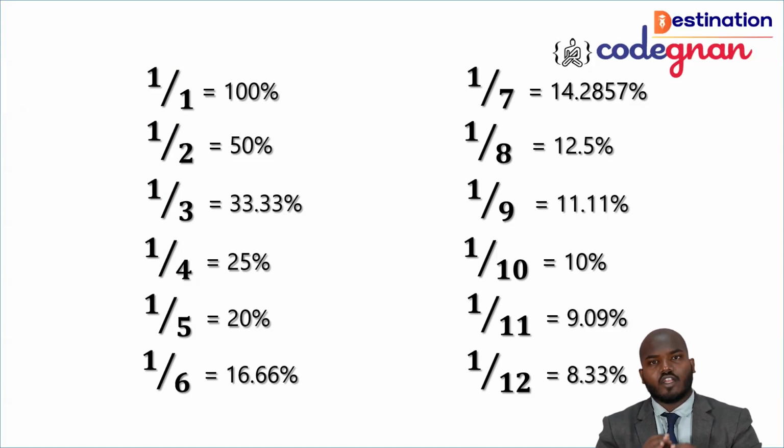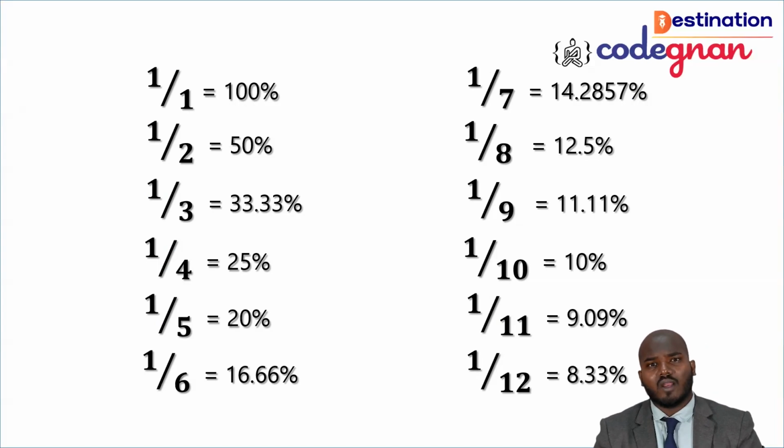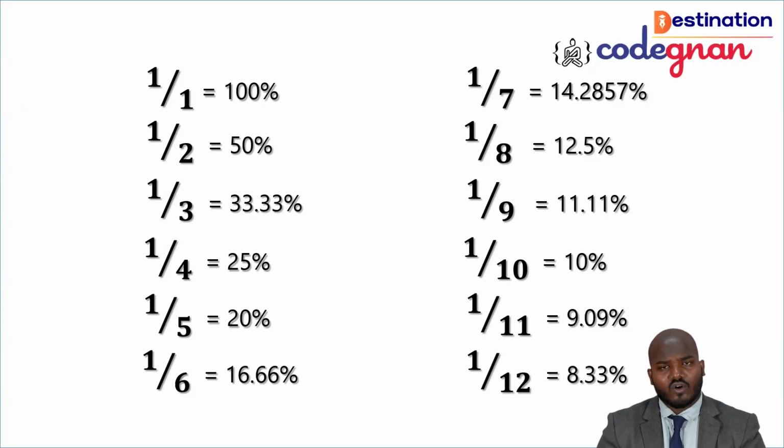1 by 7 is 14.2857, or you can call it 0.14. It doesn't matter, anybody can call it that. 1 by 8 we can call 12.5. 1 by 9 we can call 11.11%. 1 by 10 we can call 10% directly, or 0.1. 1 by 11 is 9.09, or 0.09. 1 by 12 is 8.33, that is 0.08. So it keeps on reducing in this way.